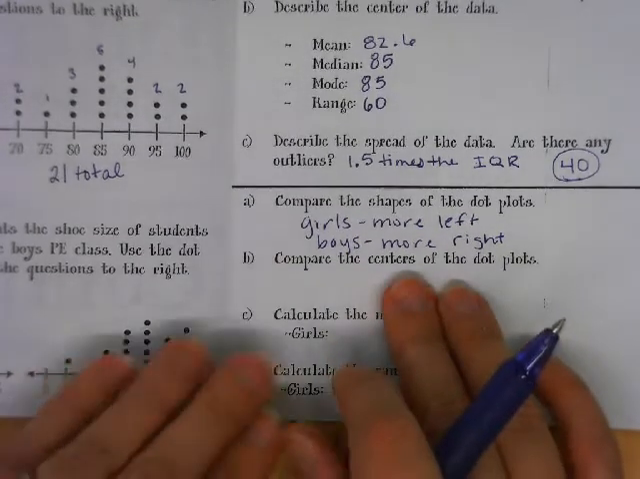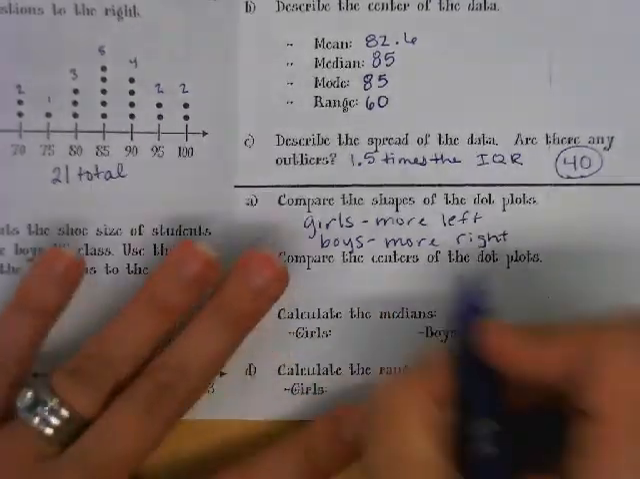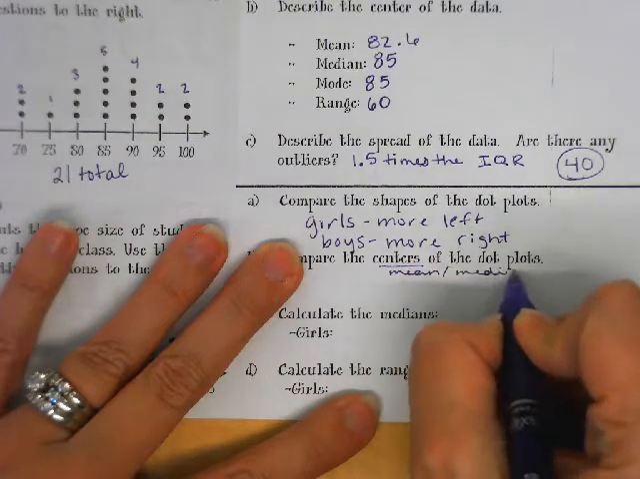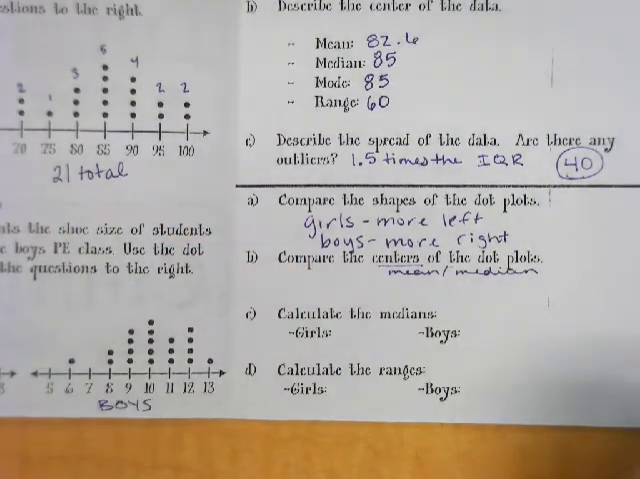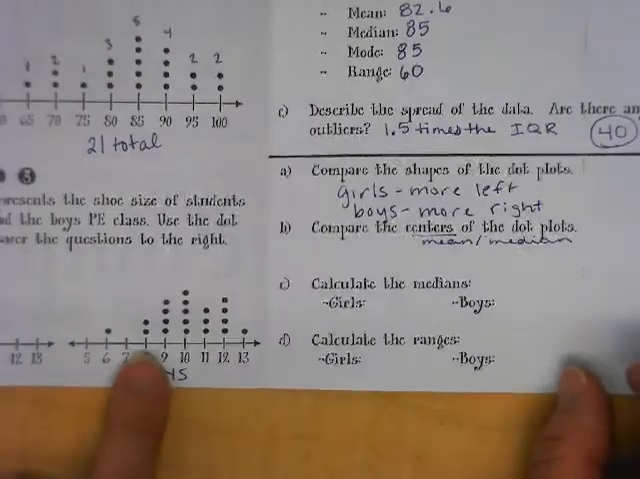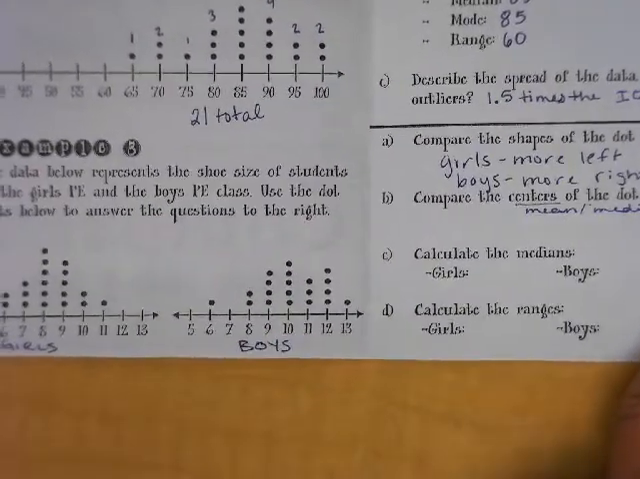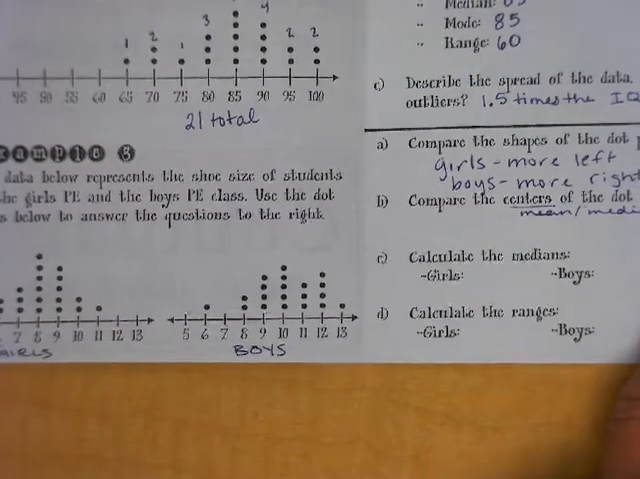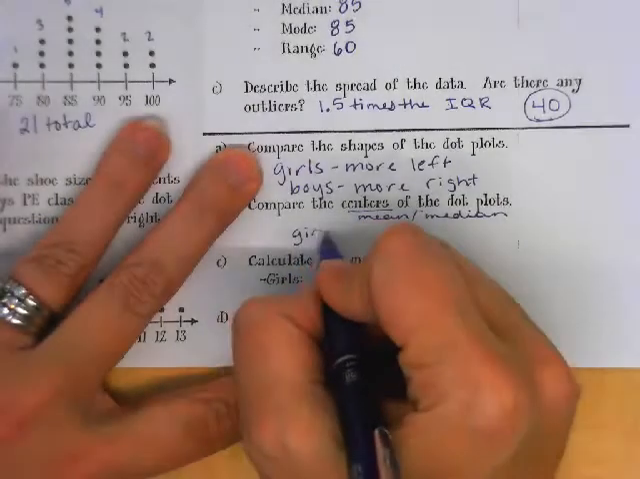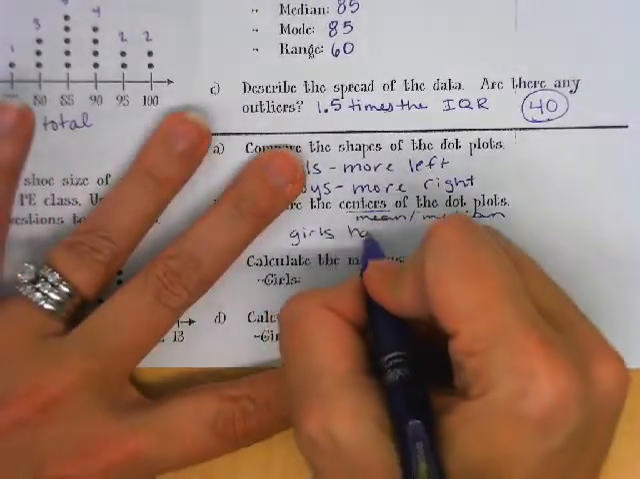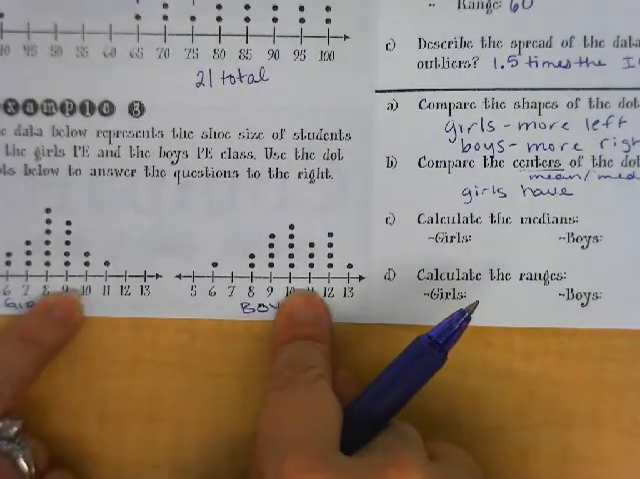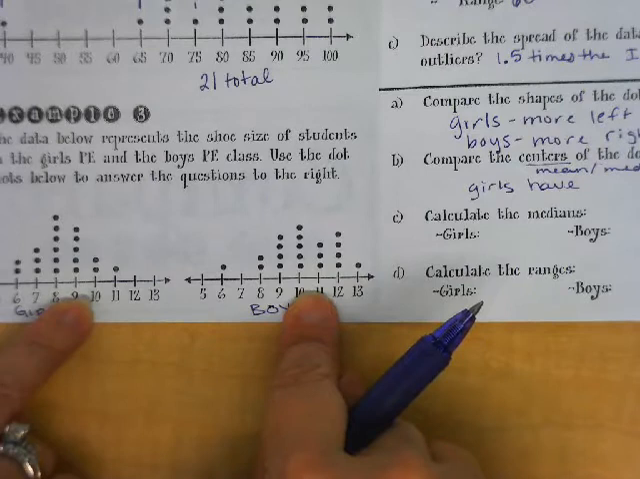Okay, but mode is not a measure of center. Remember, centers are going to be the mean or the median. So we don't actually have to calculate the mean, but could you make a general statement? Whose measure of center is more or less? What do you think? The girls is what? Girls have a higher median? Median, not mode. Mode is the one that shows up the most. Median.